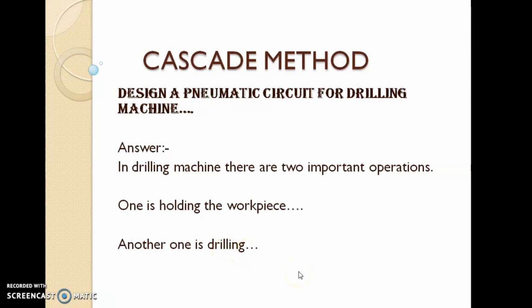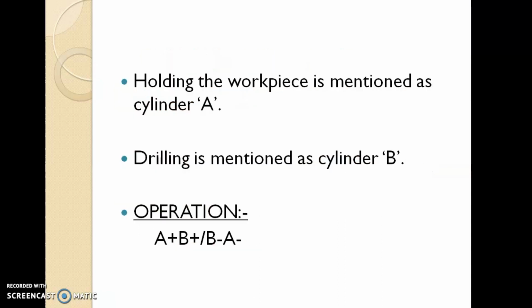So for holding the workpiece we take one cylinder, which we mention as cylinder A, and for drilling purpose we take cylinder B. So there are two cylinders, A and B. In this drilling operation, first the workpiece has to be held, then drilling has to be done, then the drill bit has to go upward, then the workpiece has to be released. So we make it as A plus, B plus, then B minus, then A minus.